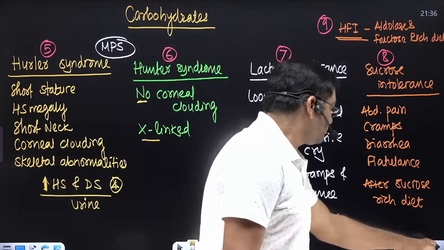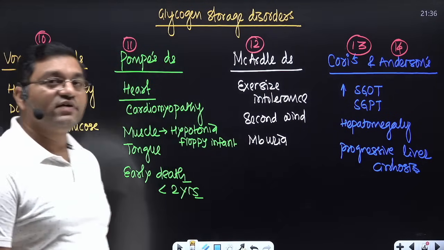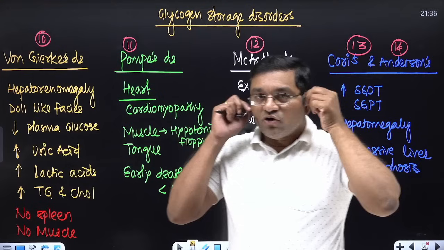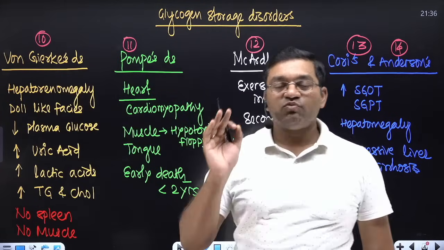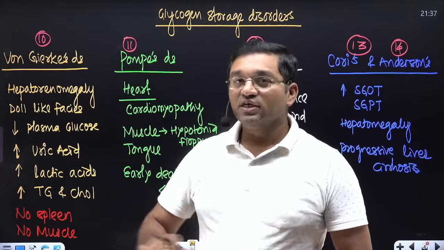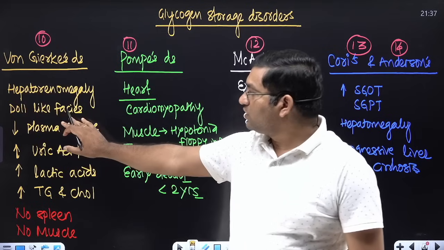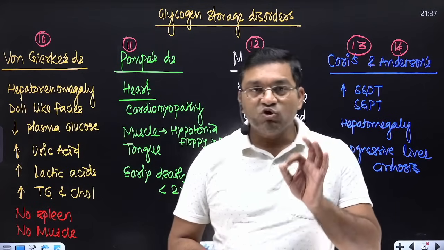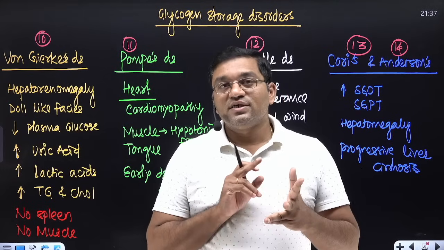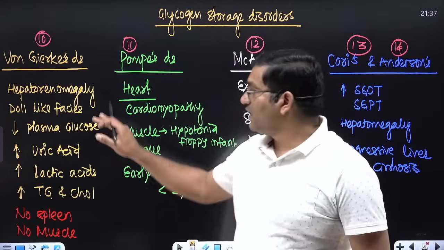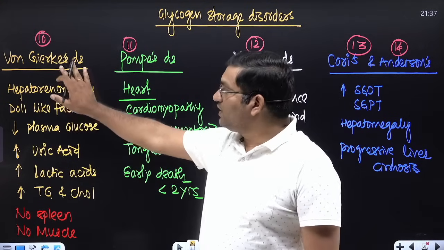Moving to the next. Now the glycogen storage disorders, which are very, very important in carbohydrate metabolism, specifically von Gierke's disease. There is fasting hypoglycemia in von Gierke's disease. This is a liver glycogen storage disorder in which hepatorenal involvement is there. There is involvement of the liver and the kidneys. There is no spleen involvement and no muscle involvement in this disease.